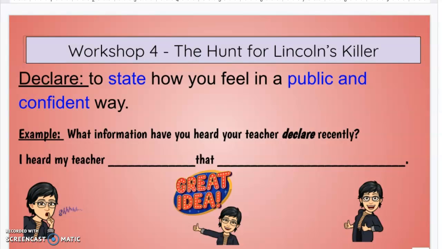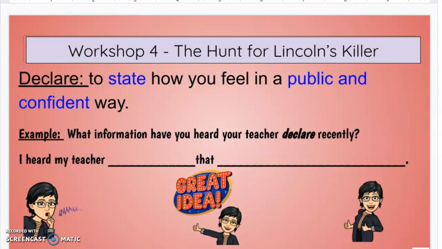Now at the bottom, you'll notice I have a couple of pictures, and that's going to maybe help you with your example. You're going to answer this question. What information have you heard your teacher declare recently? I heard my teacher declare that what?